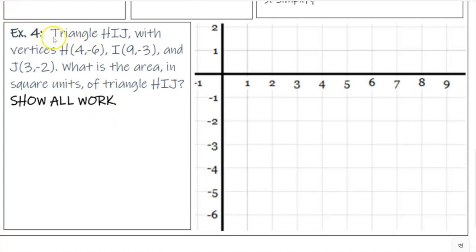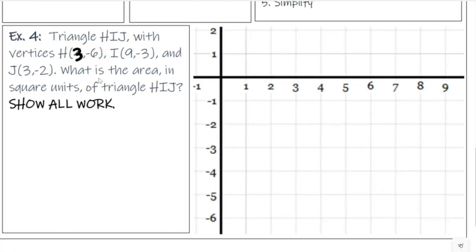All right, before I begin, let's go ahead and change the coordinates for H from 4, -6 to 3, -6. Okay, so just make that quick additional change. All right, so triangle HIJ with its vertices. What is the area in square units of triangle HIJ?